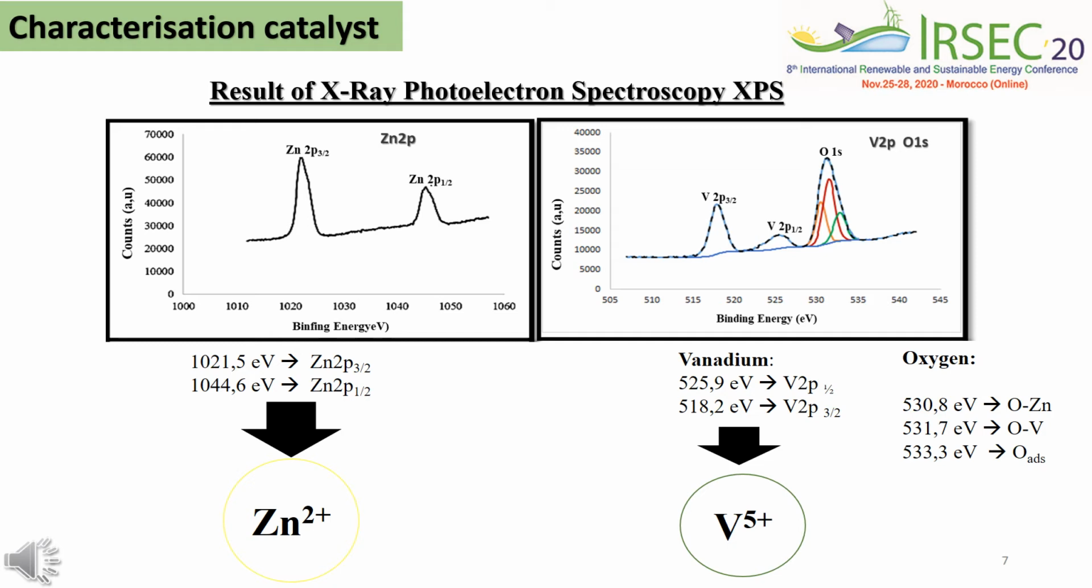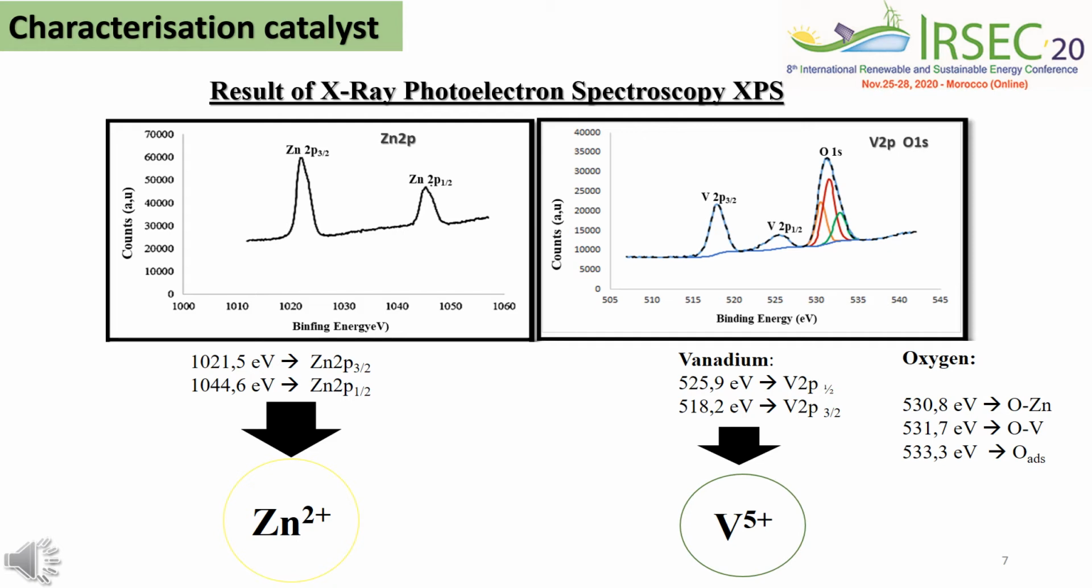In addition, the high-resolution oxygen 1s spectrum could be resolved into three components at 530.8, 531.7, and 533.3 electron volts. The first and second peaks can be assigned to lattice oxygen, since oxygen has two different environments, oxygen-zinc and oxygen-vanadium.